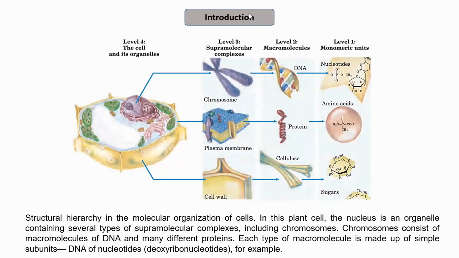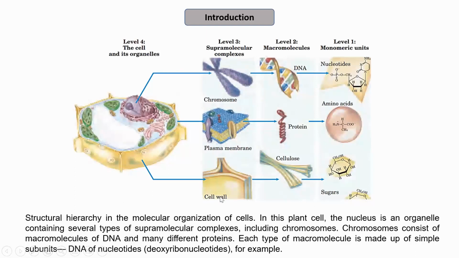So at level 4, we see the cell and its organelles. For example, here a plant cell is shown. The plant cell consists of a cell wall, a plasma membrane, and a nucleus, which itself contains supramolecular complexes like the chromosome, the condensed form of chromatin. So at level 3, we see compositions like the cell wall, plasma membrane, or the chromosomes. These are known as supramolecular complexes.